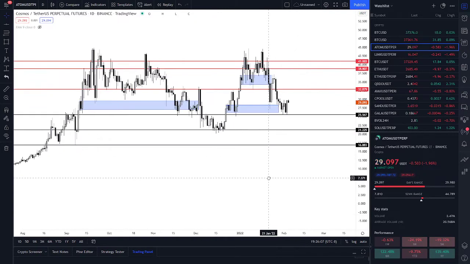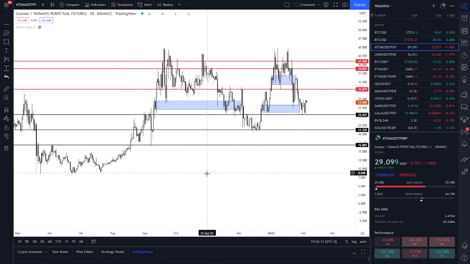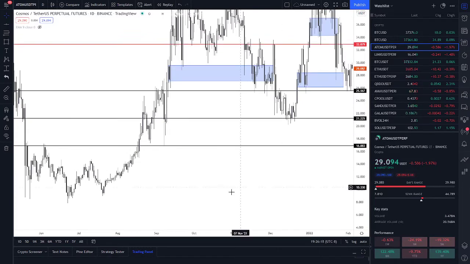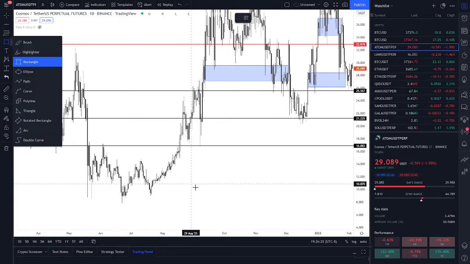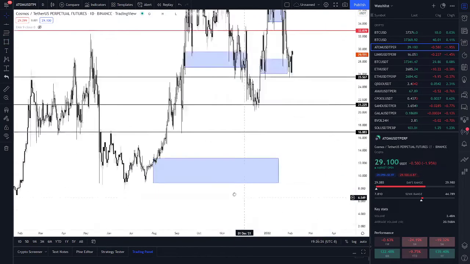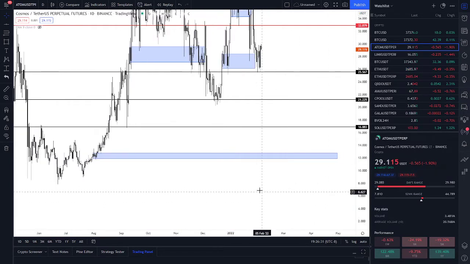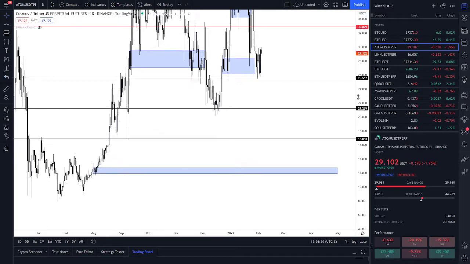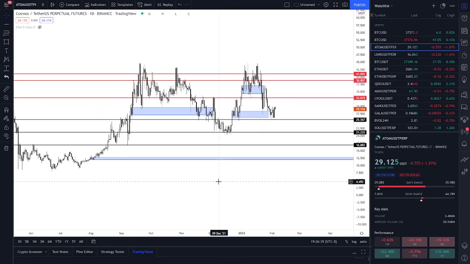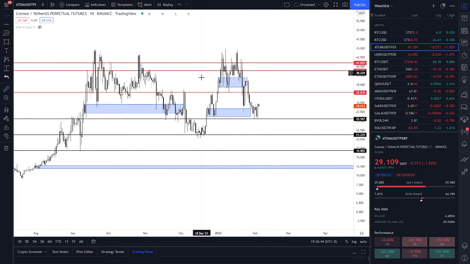Okay, so I've drawn a little bit of demand zones, and then you obviously have some here, right? This hasn't been touched yet, right? But I'm just going to be focusing on this. So let's draw demand zones first. I won't confuse you by drawing supply zones.